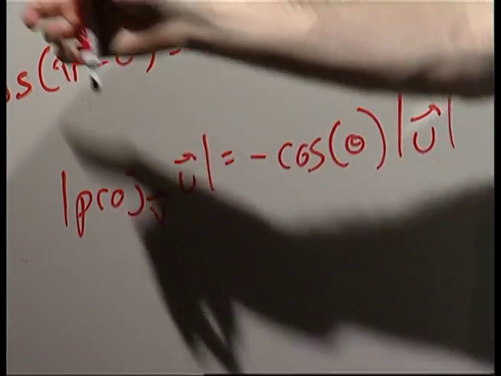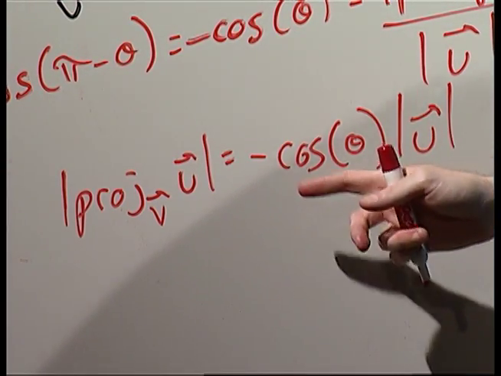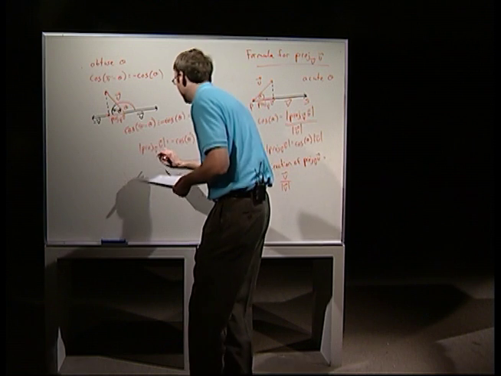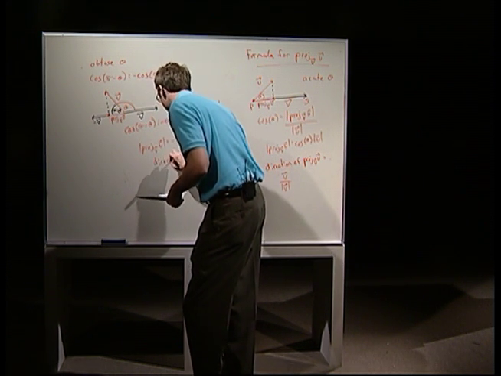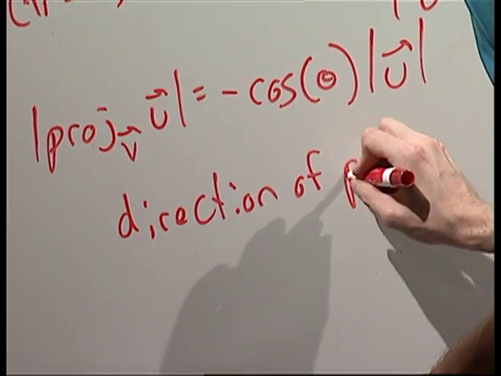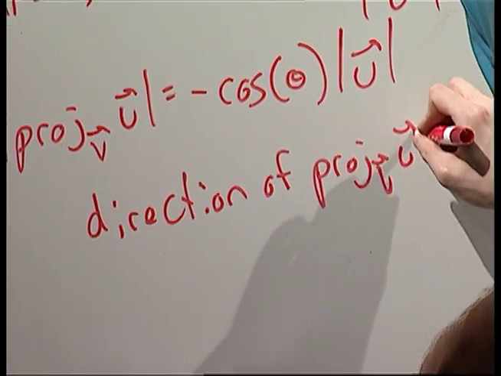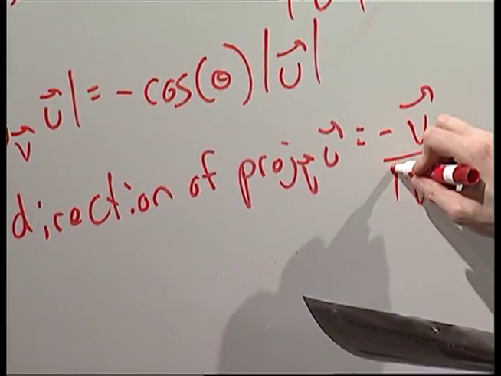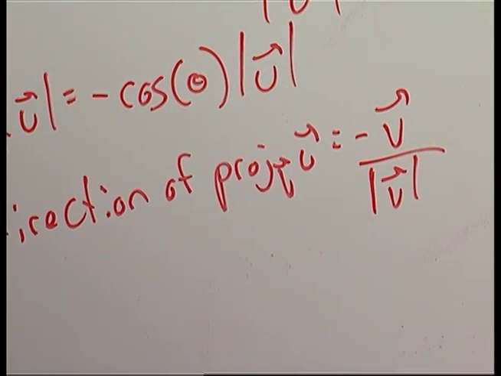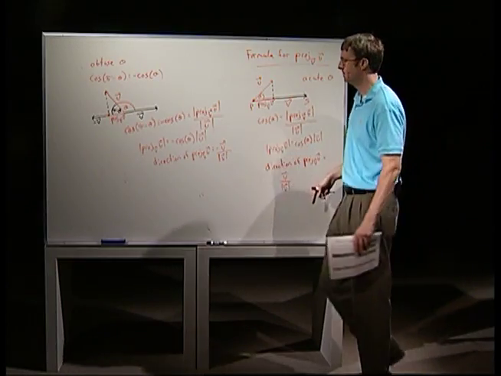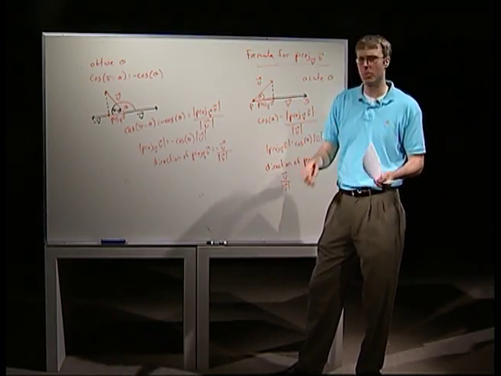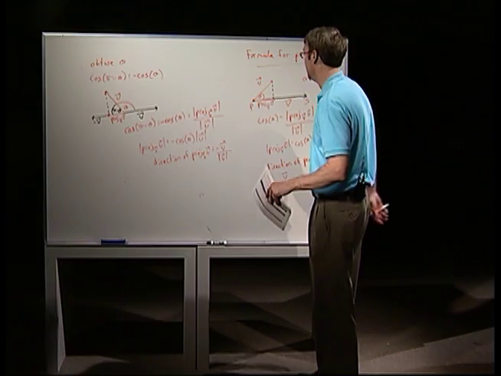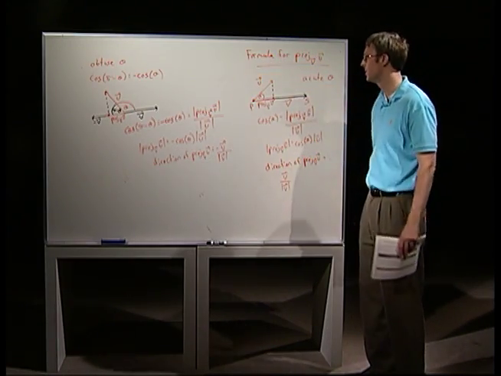Notice when theta is obtuse, this is negative, so this is still a length, still valid. It's not a negative number. It's negative of a negative, right? But so that changes, but then the direction also changes. The direction of proj v of u is now minus v over the magnitude of v, right? So notice there's no negative over here and two negatives over here, so chances are we're going to get some cancellation here, and we do. They'll go away. So here is acute, here is obtuse.